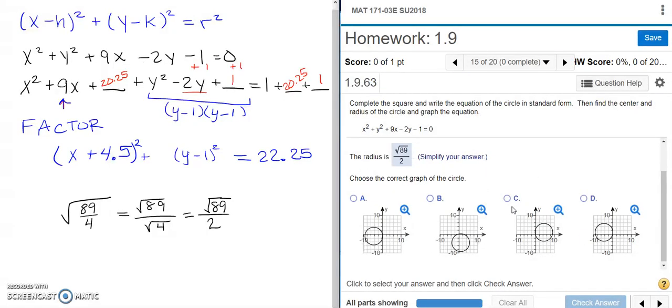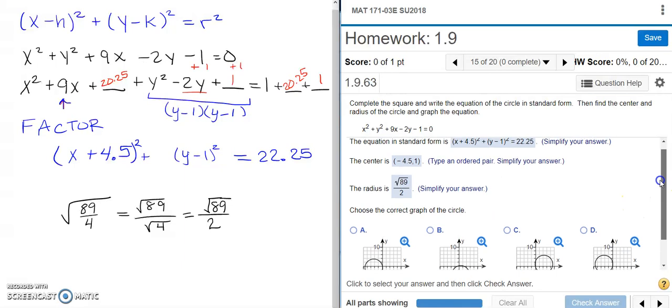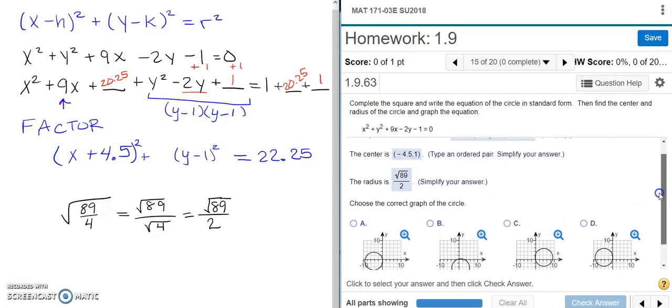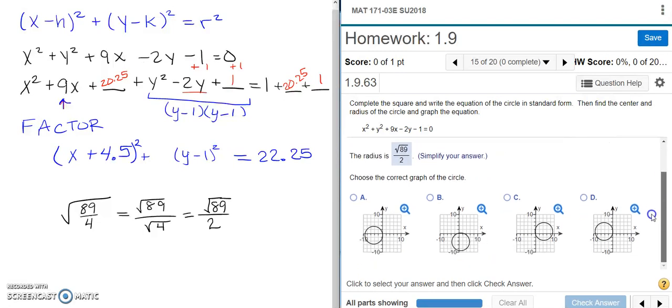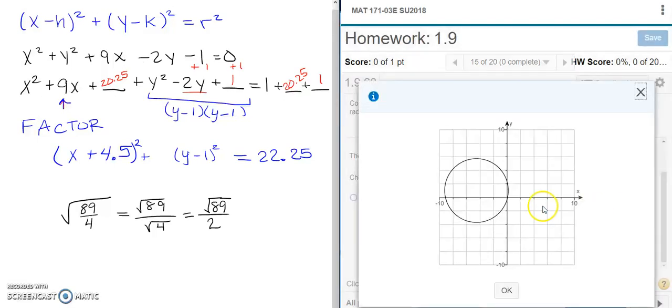Okay, so we have to pick the right circle. Our center was what? I don't remember. Negative 4.5, comma 1. So it's gone left 4.5 and up 1. So I think that's D. You can look at it closer if you need to. But going left 4.5 and up 1, it's going to be right there.